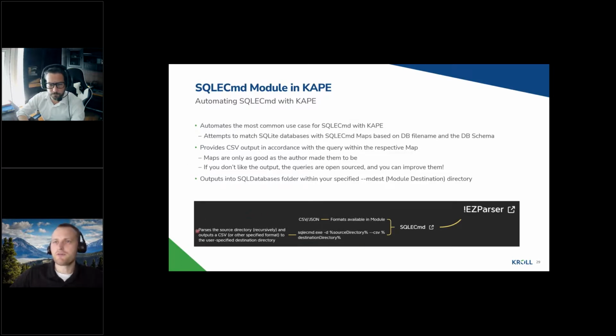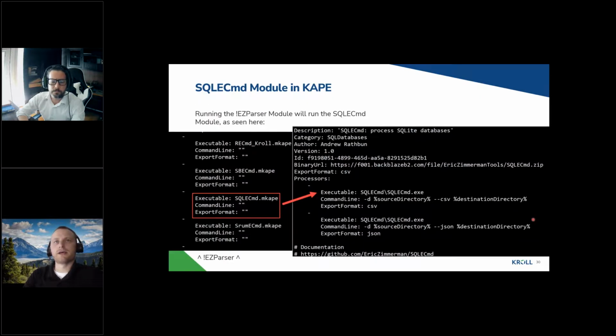This is just a snippet from that EZParser module mind map that I made. Any output from SQLECmd is going to show up in your SQL databases folder, which is wherever you specify your module destination. Again, the EZParser module with this SQLECmd module, this is a snippet of EZParser right here. You can see it's just pointing to the SQLECmd.mkape, the module. And this right here is the module itself, so you can see what it's running. It's running that executable, -d source directory, -csv, where do I want my output to go?